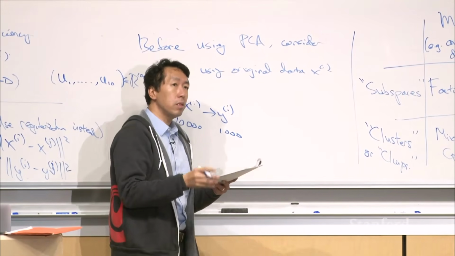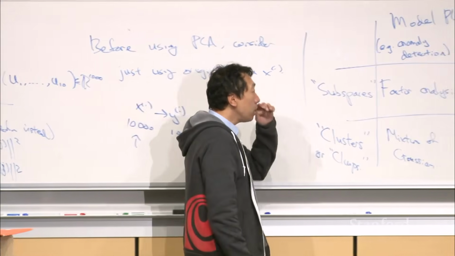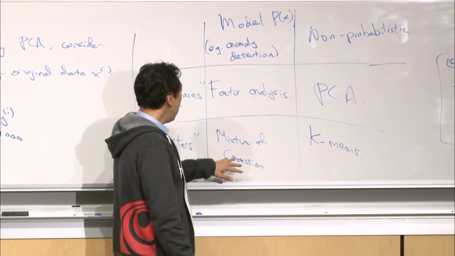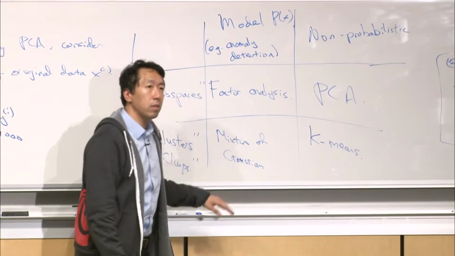Can Z be continuous? Oh, can Z be continuous? Yes, Z can be. In fact, in factor analysis, Z is Gaussian, and in mixture of Gaussians, Z was discrete, right?